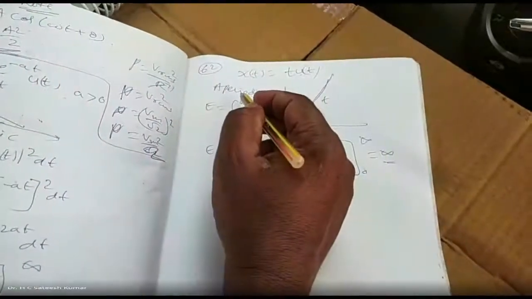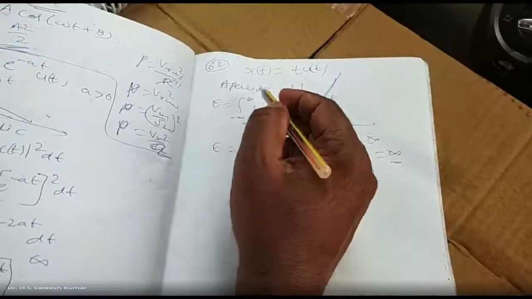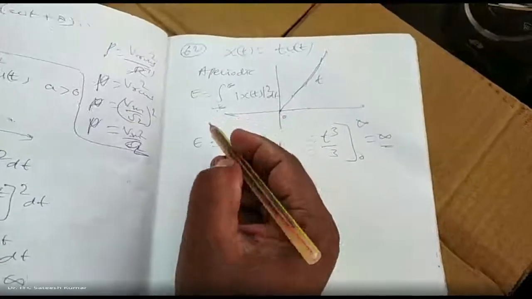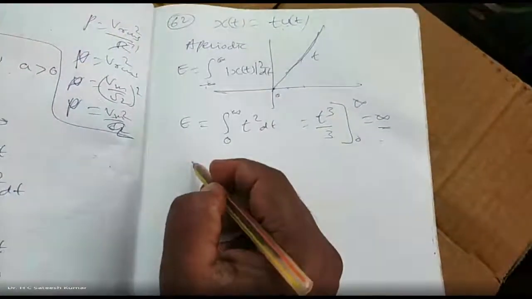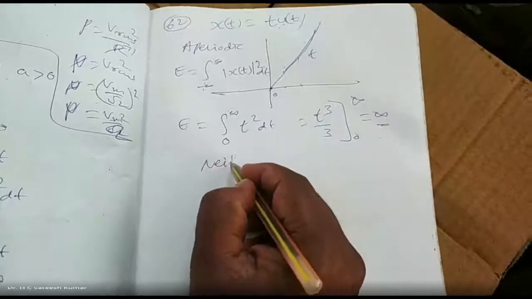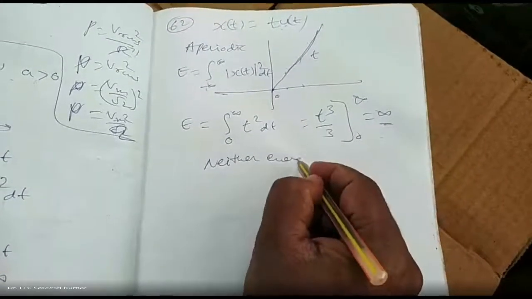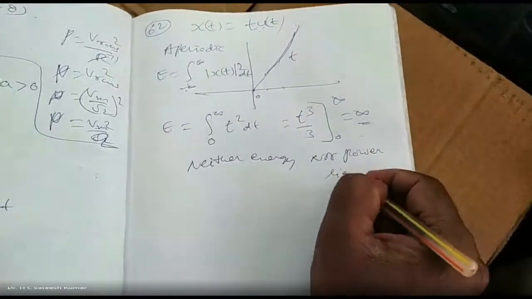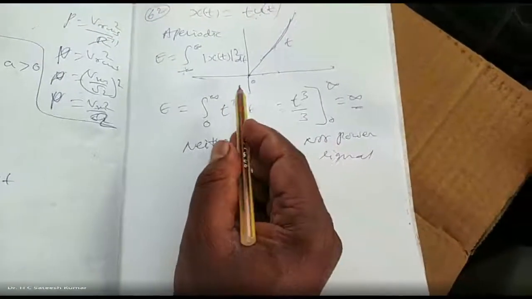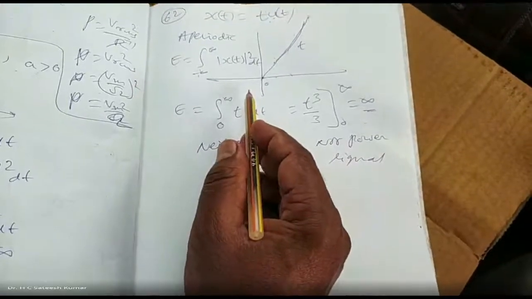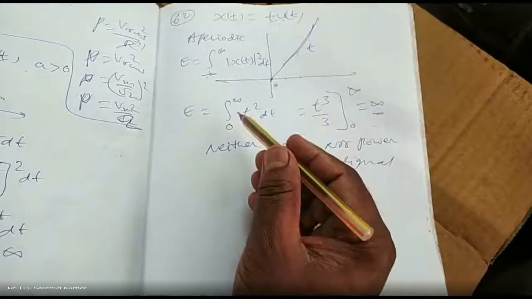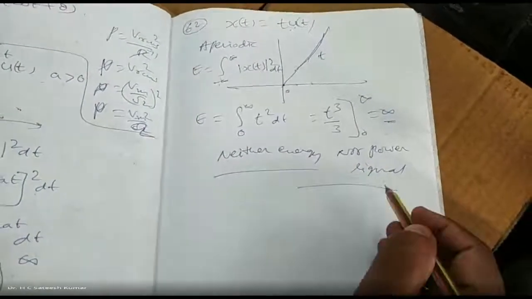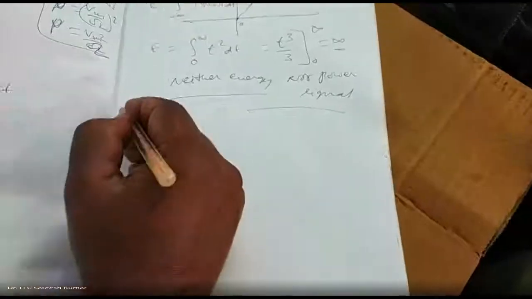Since it is aperiodic, it should be an energy signal. But energy is not finite, so it cannot be an energy signal. And since it is aperiodic, it cannot be a power signal. Therefore, this signal is neither energy nor power signal. The reason behind this is what? Since it is an aperiodic signal, it should be an energy signal, but energy is not finite, so it cannot be an energy signal, and it cannot be a power signal. Therefore, we can write it as neither energy nor power signal.